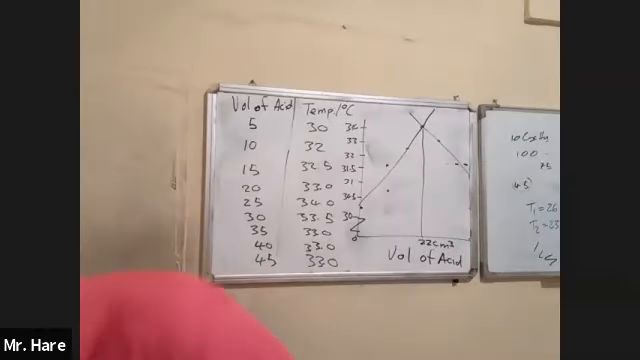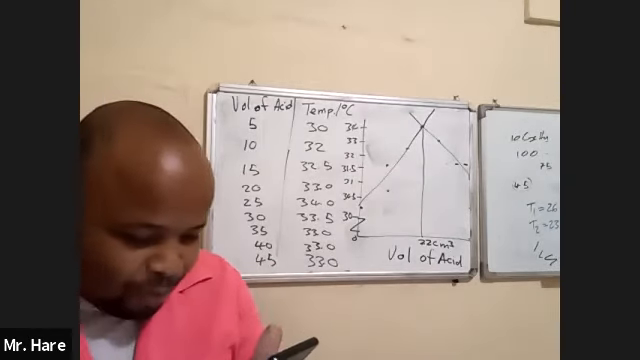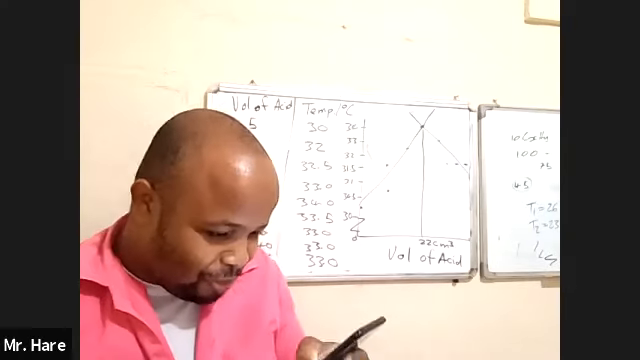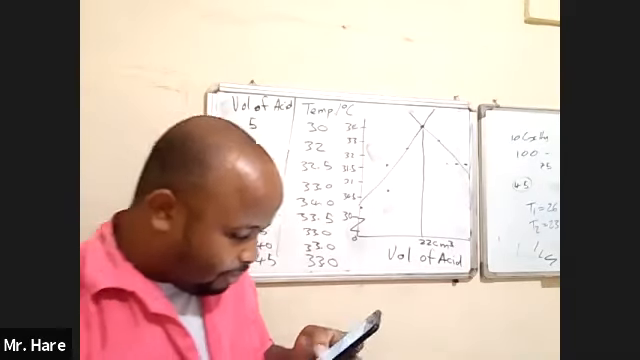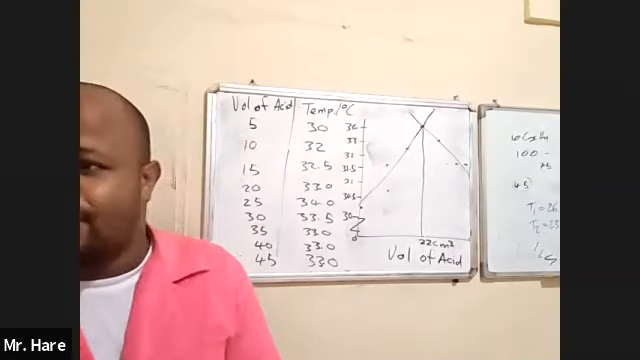All right, so again, I don't understand this. They only gave you 2 marks to calculate the concentration of the acid. But that's how it is.